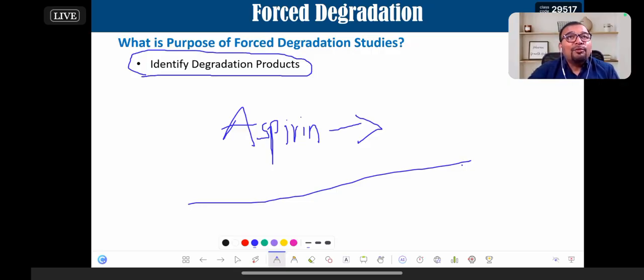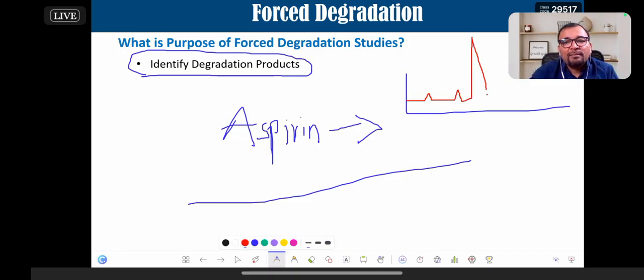So now these are the interesting products you need to identify before you manufacture the product or before you finalize your method, whether your chromatographic method is able to separate out all the potential degradants. This is your principal compound, isn't it? So to identify the degradation products, you conduct forced degradation studies.